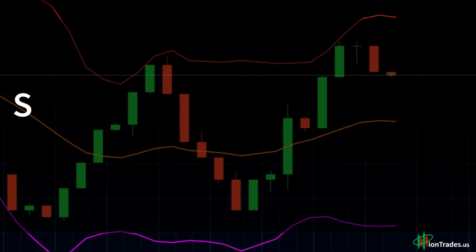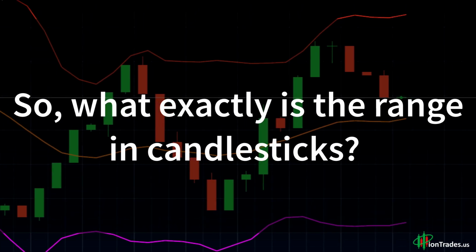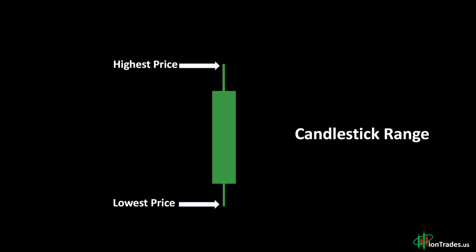Candlestick range. So, what exactly is the range in candlesticks? Well, the range refers to the difference between the highest and lowest prices within a specific time period represented by a single candlestick. It's like the price battleground where buyers and sellers duke it out.